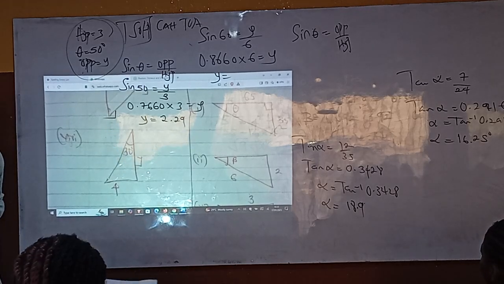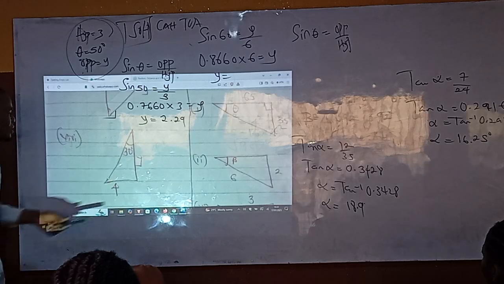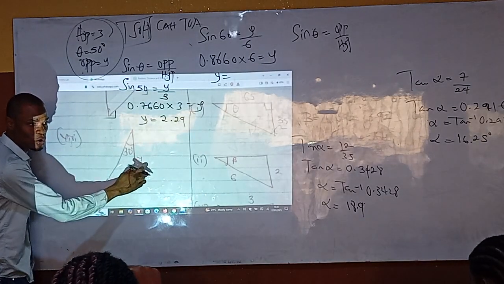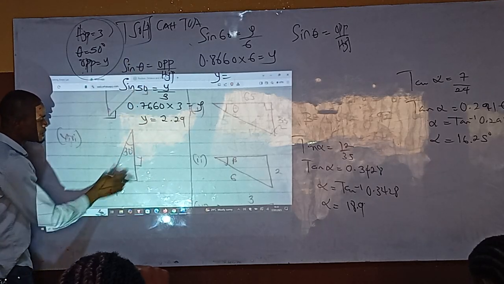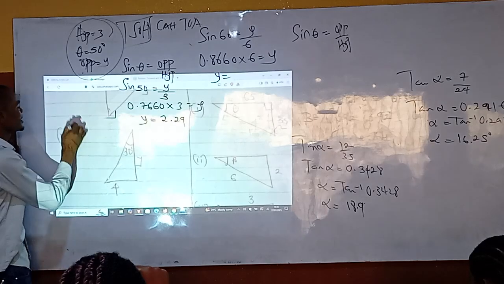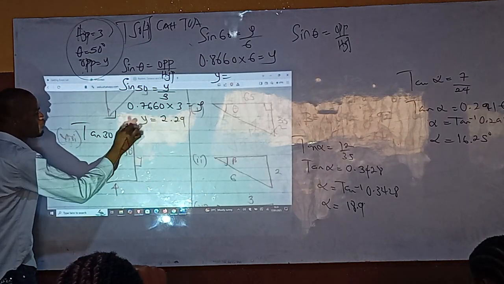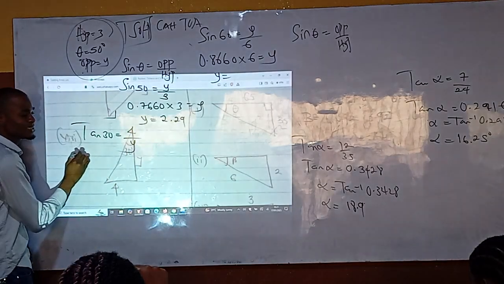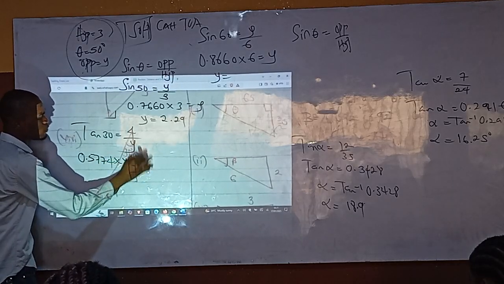Where is the opposite? Where is the adjacent? Where is the hypotenuse? Now you look for the combination in your formula. This is opposite, this is adjacent. Which one has opposite and adjacent? Tan, right? Tan 30, because the opposite is 4 and the adjacent is y. Tan 30 is 0.5774, right? Times y equals 4.